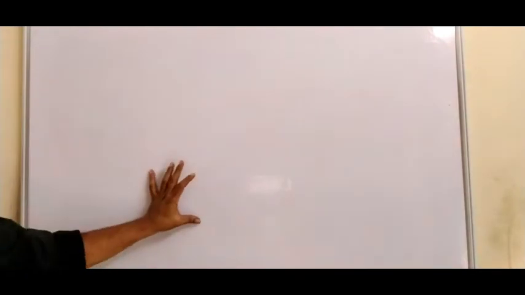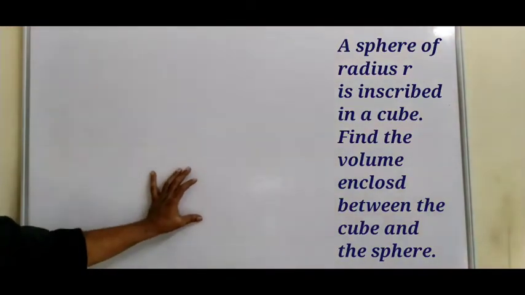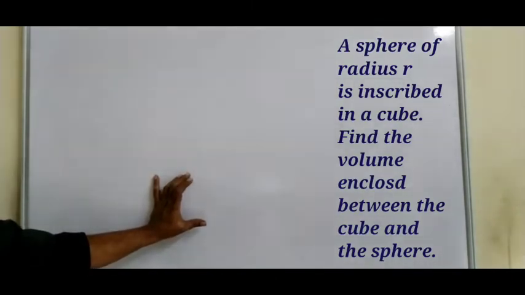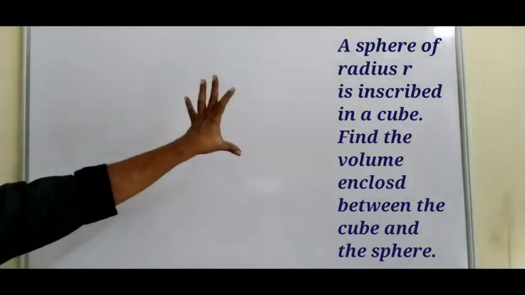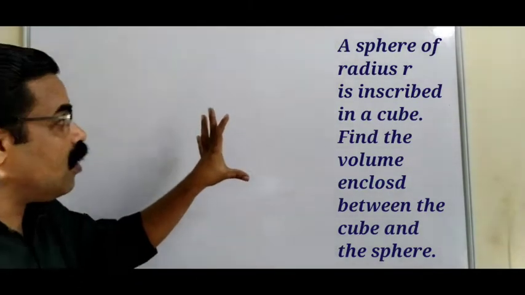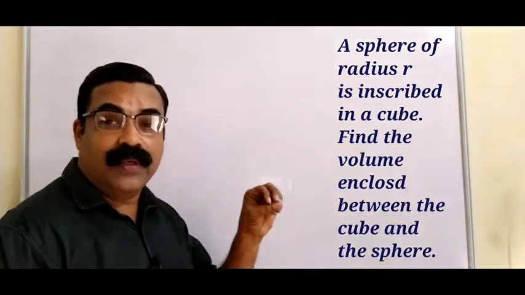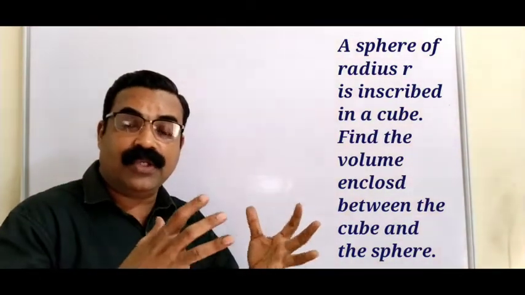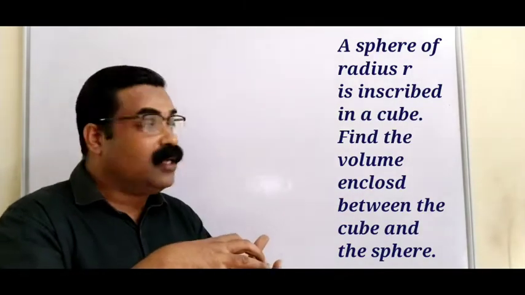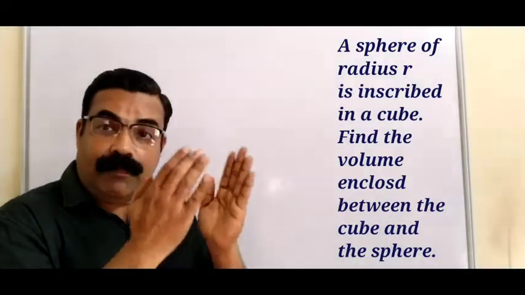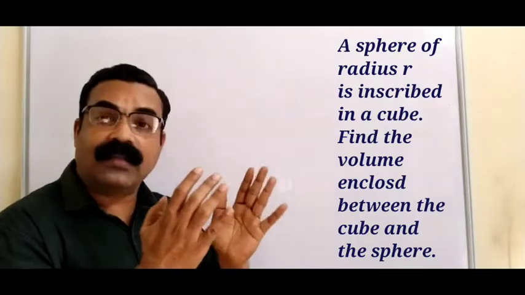What is the first question? The first question is, a sphere of radius r is inscribed in a cube. Find the volume enclosed between the cube and the sphere. Understand the question very clearly. A sphere of radius r is inscribed in a cube. There is a cube in which you are placing a sphere, and you need to find out the volume between the sphere and the cube.